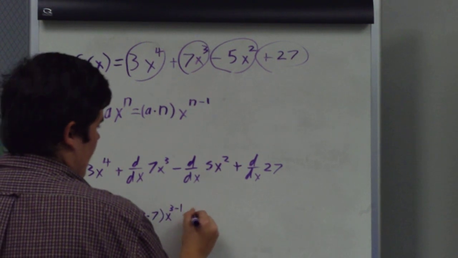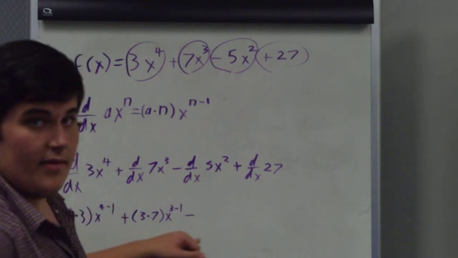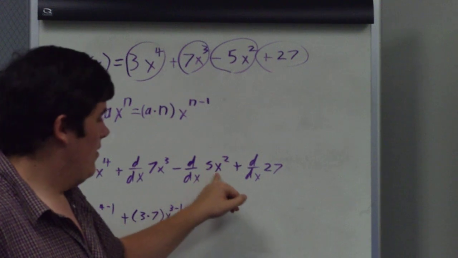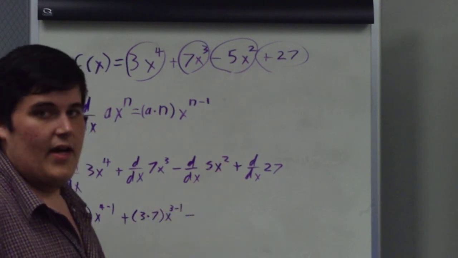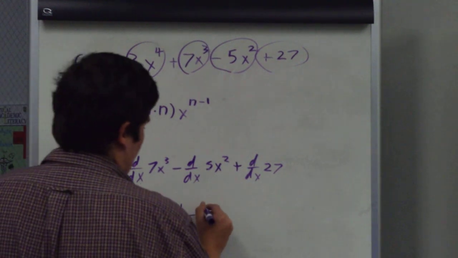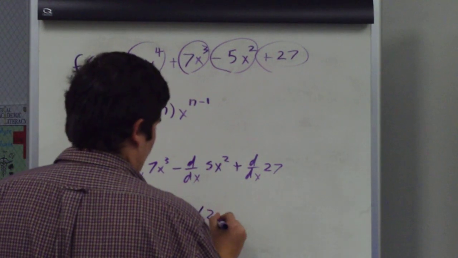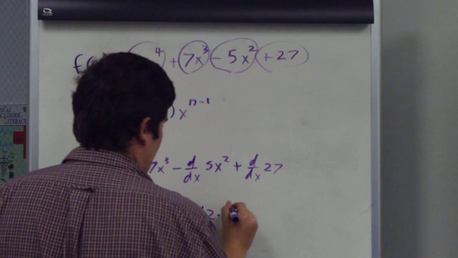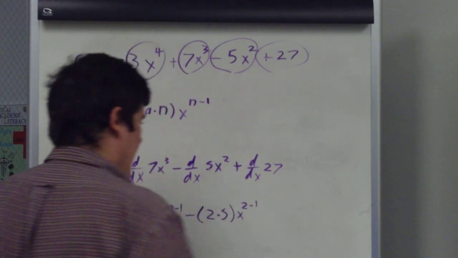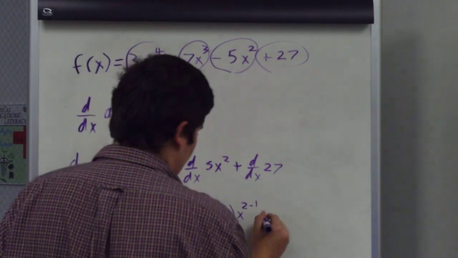Got our minus sign here. Just bring that down. Then in this one, our a is going to be 5. And then our x, we've got to the second power, so our n is 2. So we open up here. We've got 2 times 5 times x to the 2 minus 1. Then we've got our addition sign here.